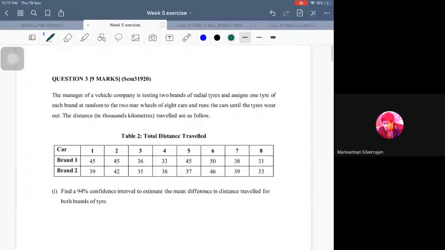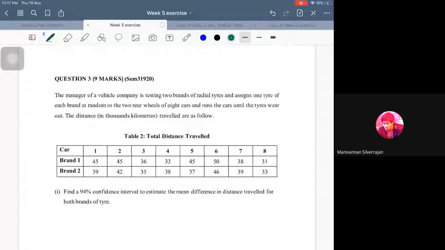It says, the manager of a vehicle company is testing 2 brands of radial tires. We have 2 brands of tires, and assign 1 tire of each brand at random to the 2 rear wheels of 8 cars, rear meaning behind, and run the car until the tires wear out. So the distances traveled are as follows. Basically we have 2 brands and we want to test both brands, and we test both of them on the same car. So we have 8 cars together: 1, 2, 3, 4, 5, 6, 7, and also 8.